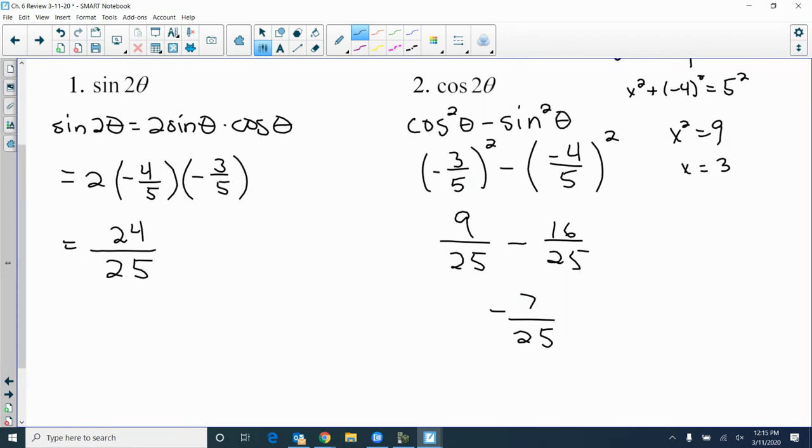So yeah, cosine 2 theta is gonna equal -7/25.